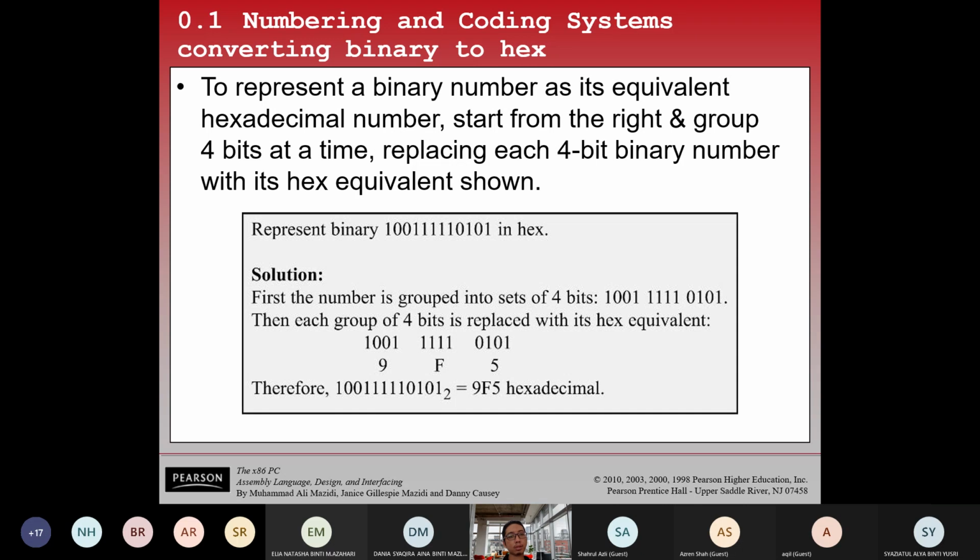You see how you get F? So 8, 4, 2, and 1, so this is 15. So 15 is F. And then you have 1, 0, 0, 1, so you obtain 9. So this is 8 and 9 over there. So you get 9F5 hex. So that's how you do the conversion.